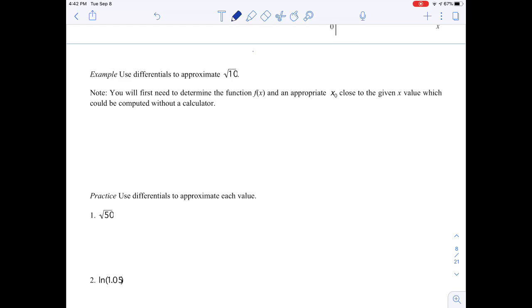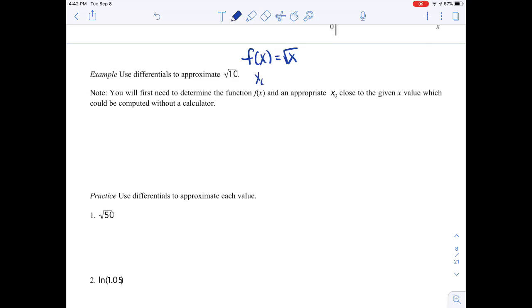So you need to have some sort of an f of x for this problem, something that you could take the derivative of and do the differential form. Well, think about it as the function that's being done to a number. So in this problem, you're taking the square root of 10, so the square root of x is your f of x. Your x sub 0 is the value that's closest to 10 that is actually a perfect square, because 10 doesn't work.